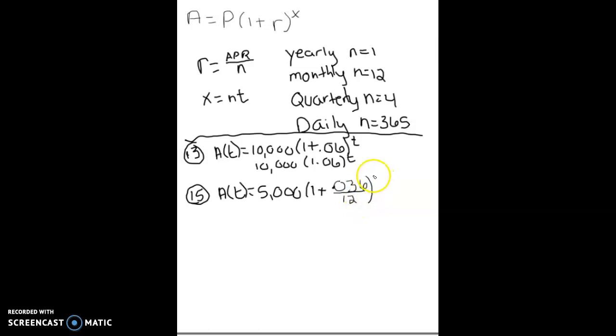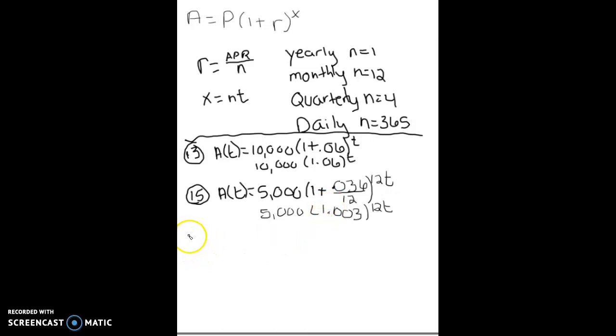Then we raise it to 12t because we're going to do it 12 times a year for however many years it is. And so therefore you end up with 5,000, 1 plus, well, actually let me go ahead and add that. You end up with 1.003 to the 12t. Okay, so that one's done because now you don't have any t value, it's just getting the setup.